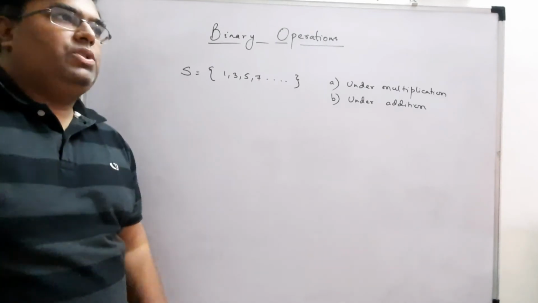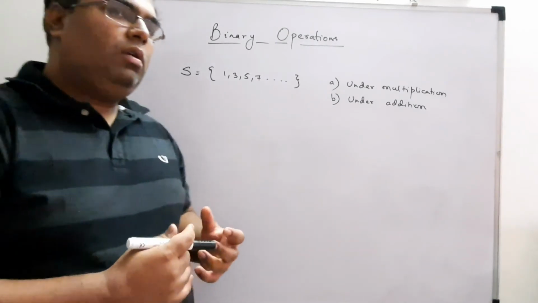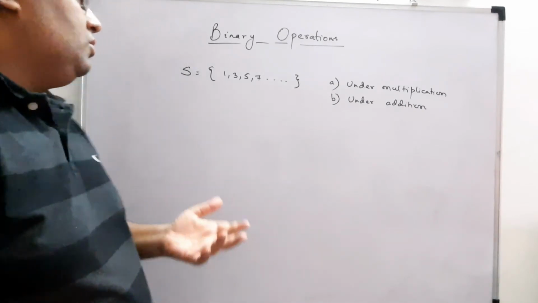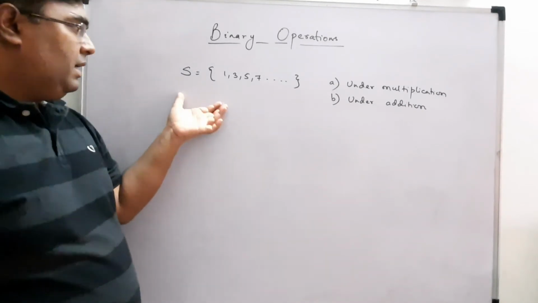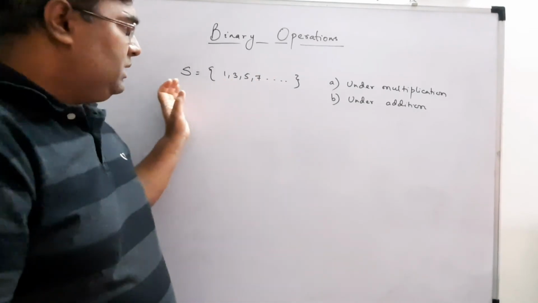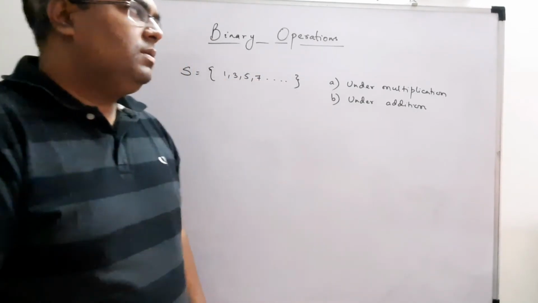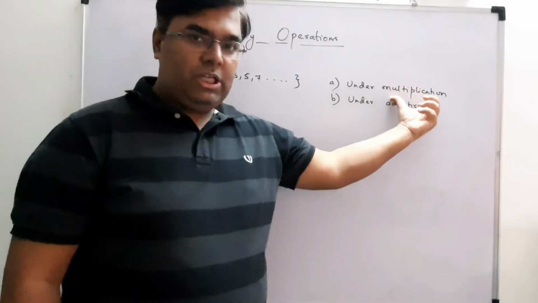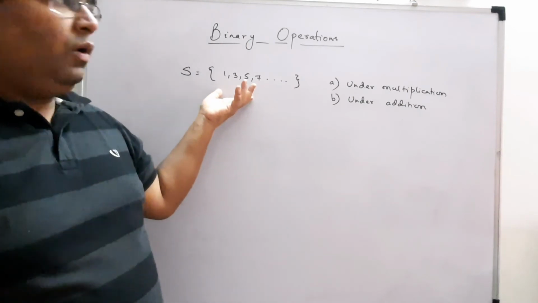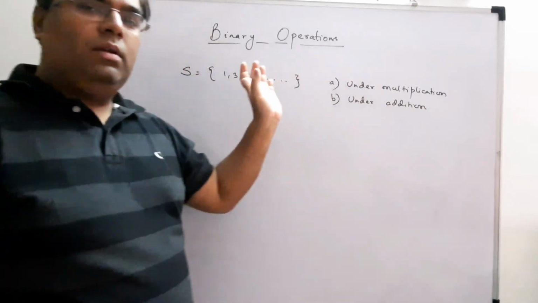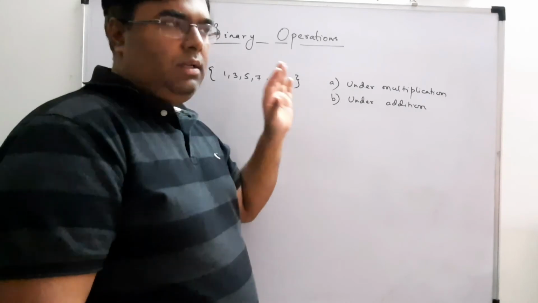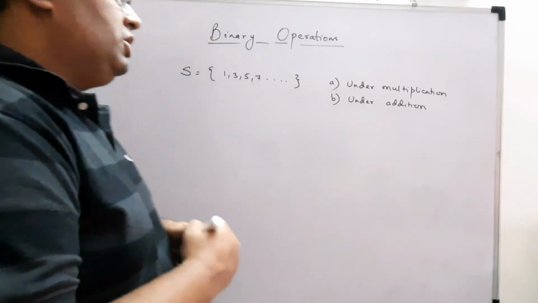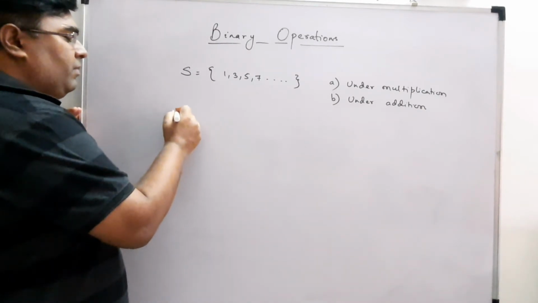Let us solve one question which involves checking whether an operation is binary or not. We have a set S which is {1, 3, 5, 7}, a set of odd numbers, and we need to check whether multiplication is binary in this set or not, and whether addition is binary in this set or not. So there are two parts. First let us check multiplication.